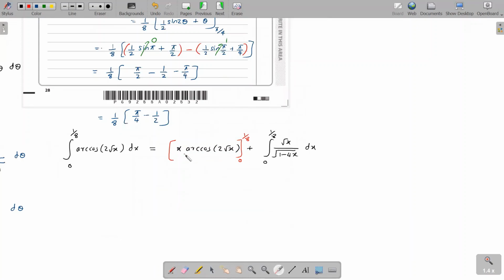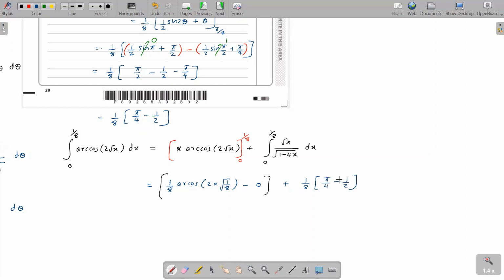Why? Because this is with respect to x. This is with respect to x. So we need to put the original x limit. Are you with me? We don't need to go for the theta limits. So when you input the x limits here, 1 over 8, arc cos means cos inverse, right? 2 into root 1 over 8, minus 0. Because x is 0, the whole thing is 0. Plus this answer we just found, 1 over 8 times pi over 4 minus half.